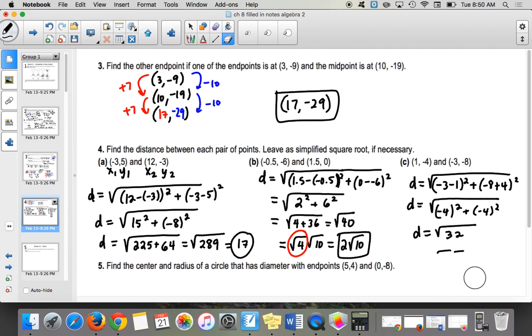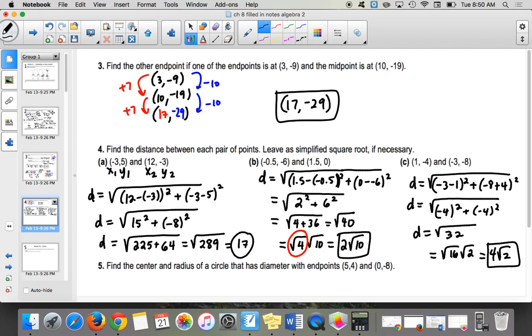So what's the biggest perfect square that goes into 32? 16. So if you knew from there and you were like, oh, I have 16 and I have 2, then the square root of 16 is 4, so it's 4 root 2. So you get there faster if you do it that way. And again, you guys can do your factor tree if that's the method that you like the best.